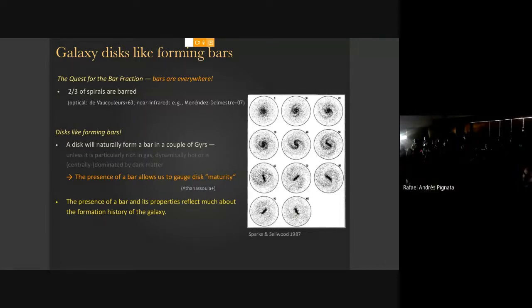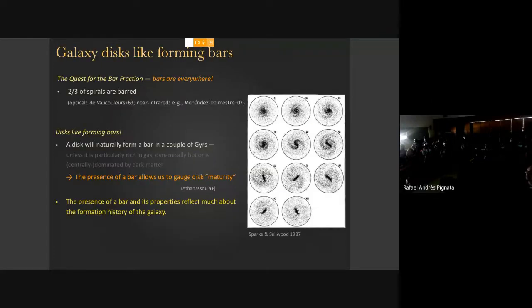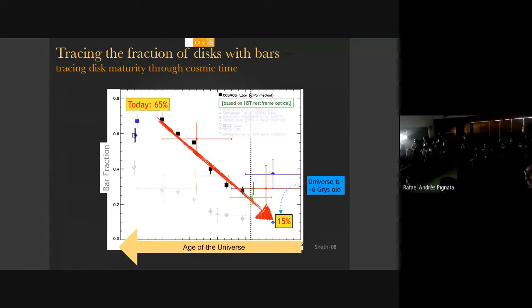So the presence of a bar is what I highlight here. The presence of the bar, in a way, tells you something about the maturity of this. So it's for this reason that work, for instance, by Chef already in 2008, it's been a while, but there have been other works that have done similar work, but this was actually very thorough work, looking at the bar fraction as a function of redshift.